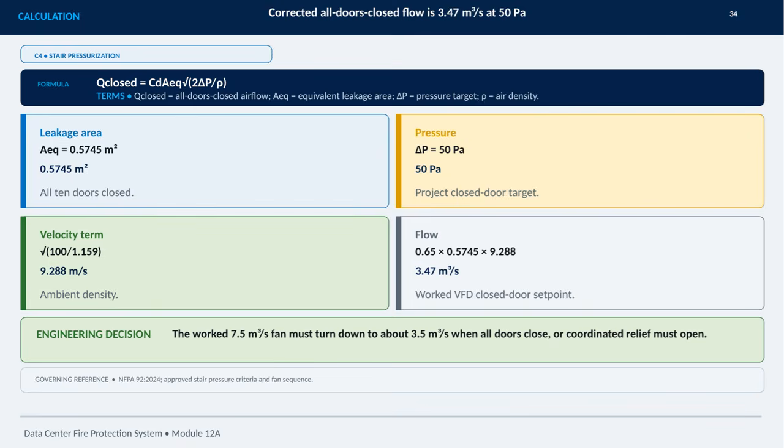Applying the coefficient of 0.65 and multiplying these values gives a corrected airflow of 3.47 cubic meters per second at 50 pascals. The engineering implication is important. The worked 7.5 cubic meter per second fan cannot remain at full output when all doors close. It must turn down to approximately 3.5 cubic meters per second, or a coordinated relief path must open. This calculation supports the VFD closed door set point and is tied to the approved stair pressure criteria and fan sequence referenced in NFPA 92:2024.